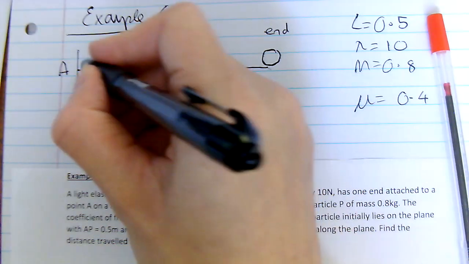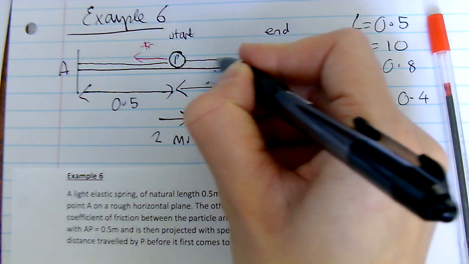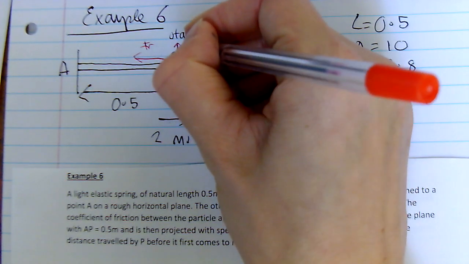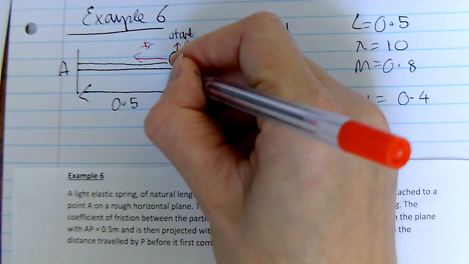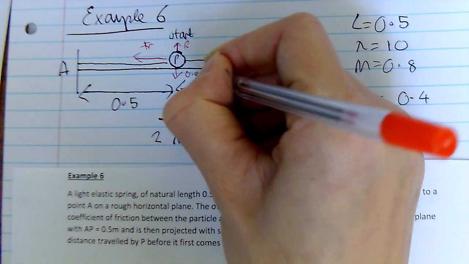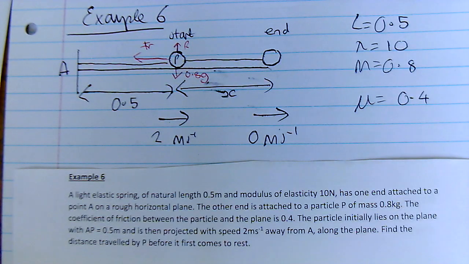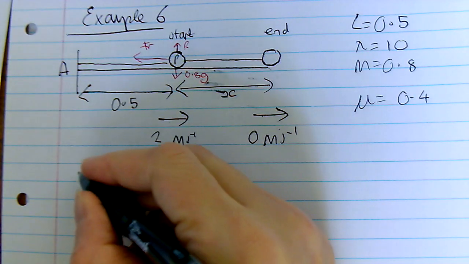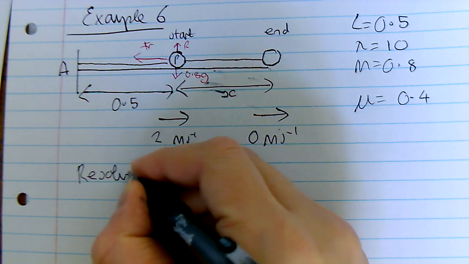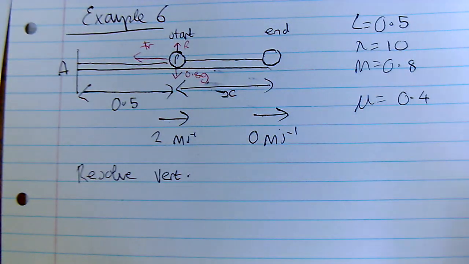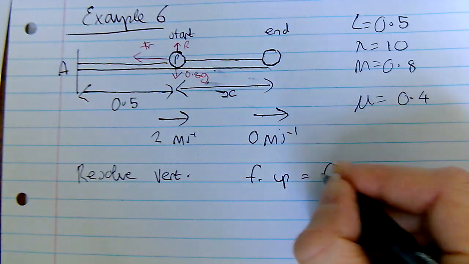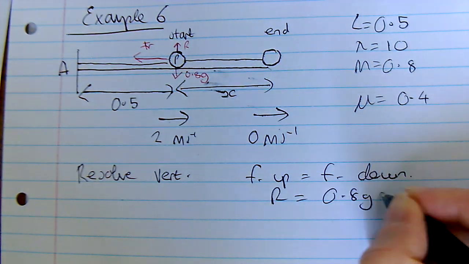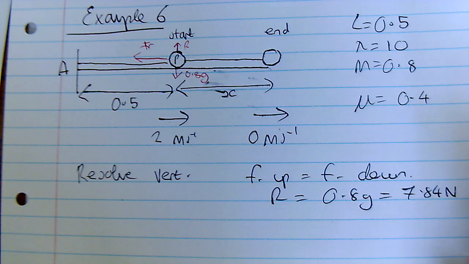I should probably draw the string in, wouldn't I? That would help. And then you can have these forces coming up, so you can have a reaction coming up, and you can have the weight coming down, which would be 0.8 g. So start by resolving vertically so we can calculate friction. Forces up equal forces down. So R equals 0.8 g, which is 7.84 newtons.